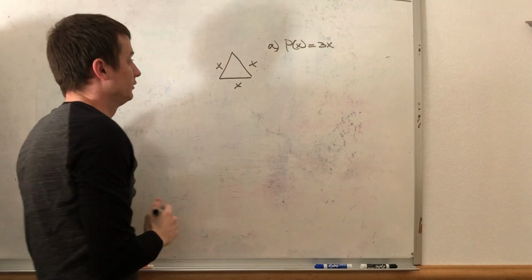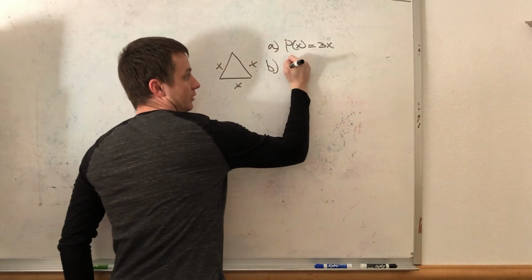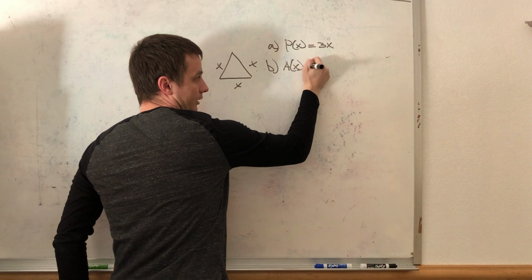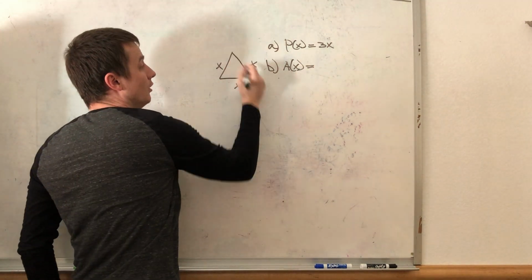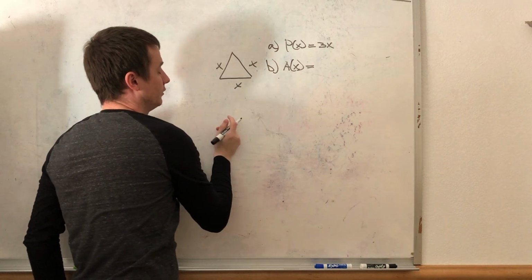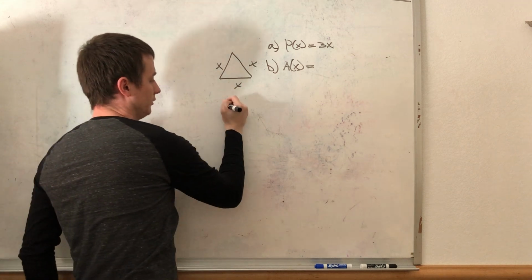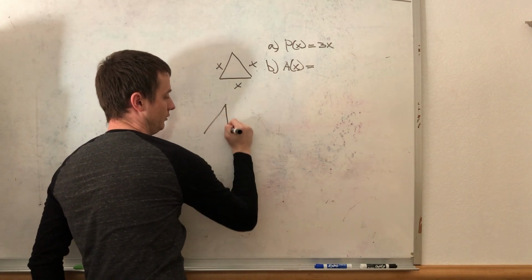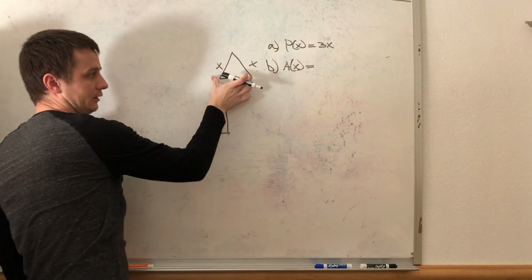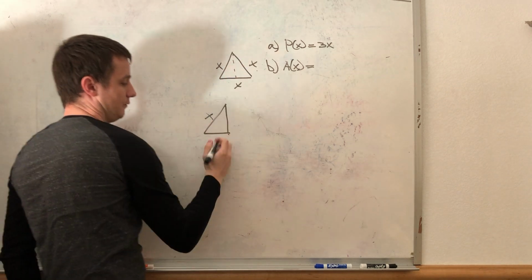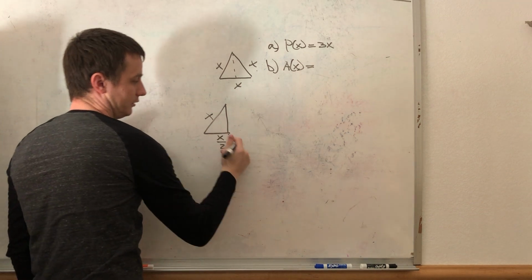Part B wanted us to express the area of this triangle as a function of x. Now I'm just going to split this triangle right down the middle into two right triangles to give us a little bit more space to do the algebra. We know that this side length is x. Since I'm splitting that right down the middle, this side length is x over 2. And the only question now is, what's this side length?